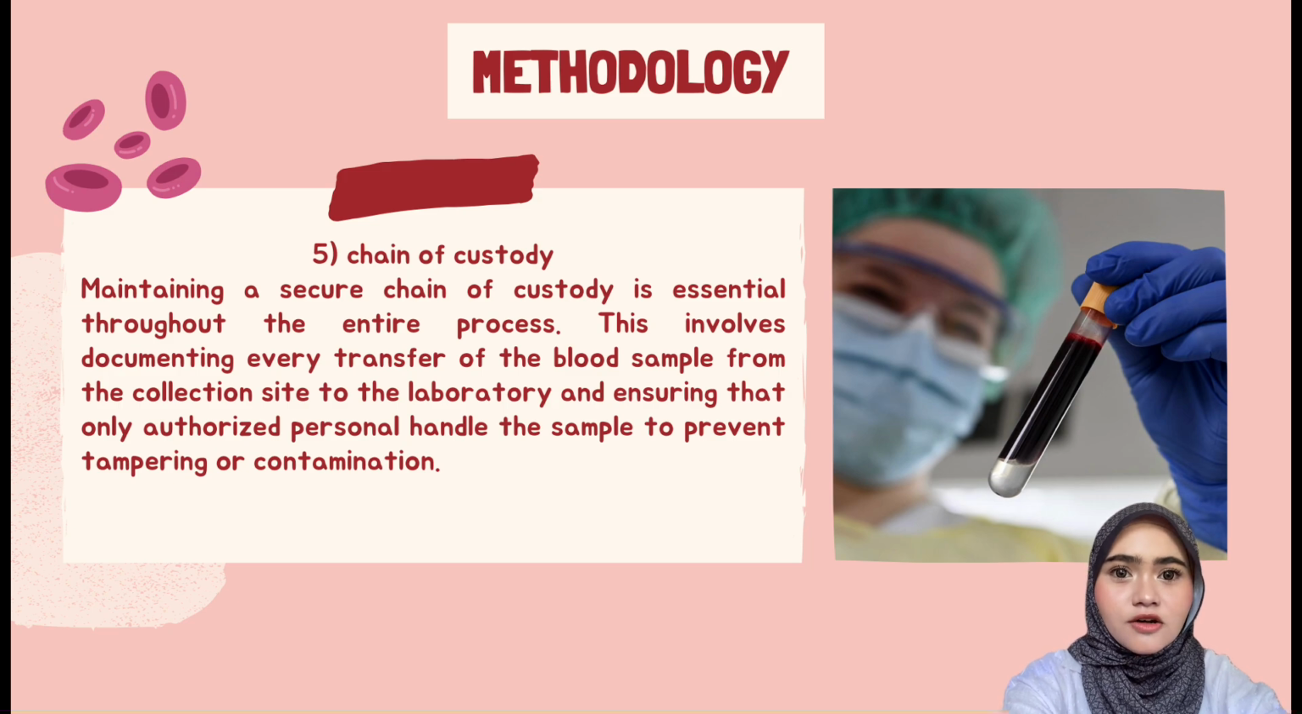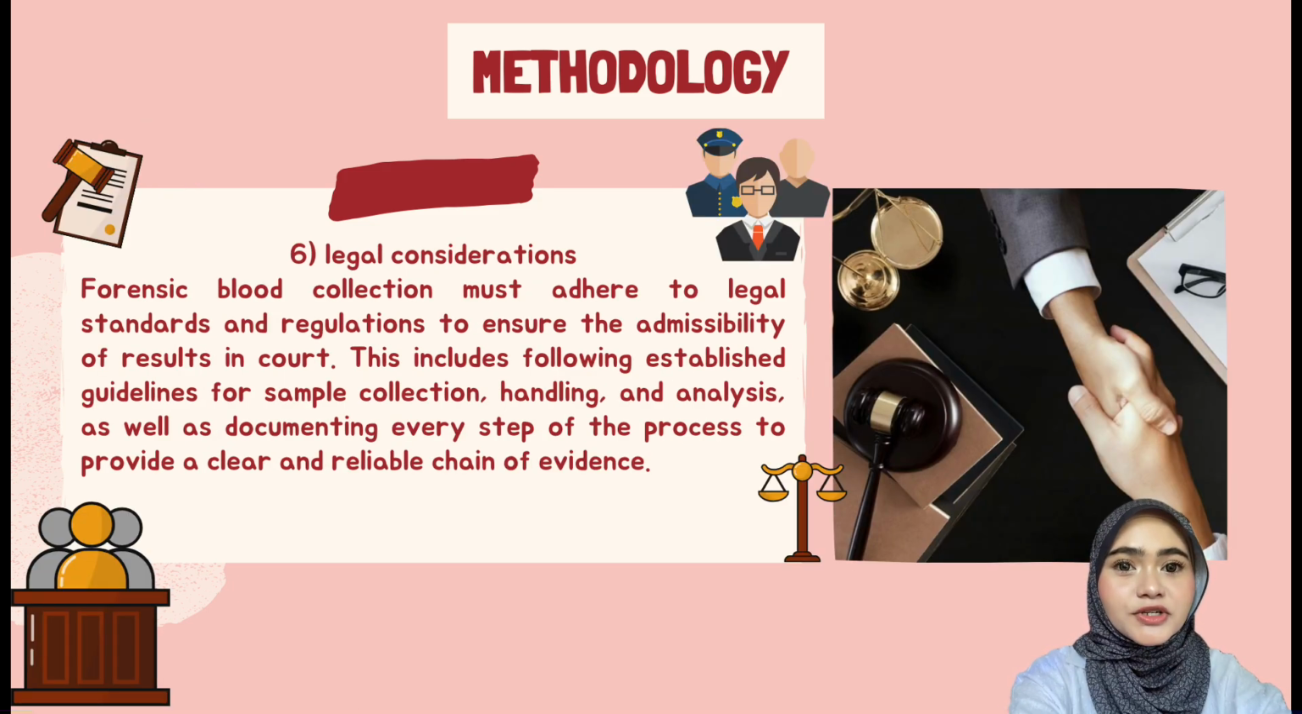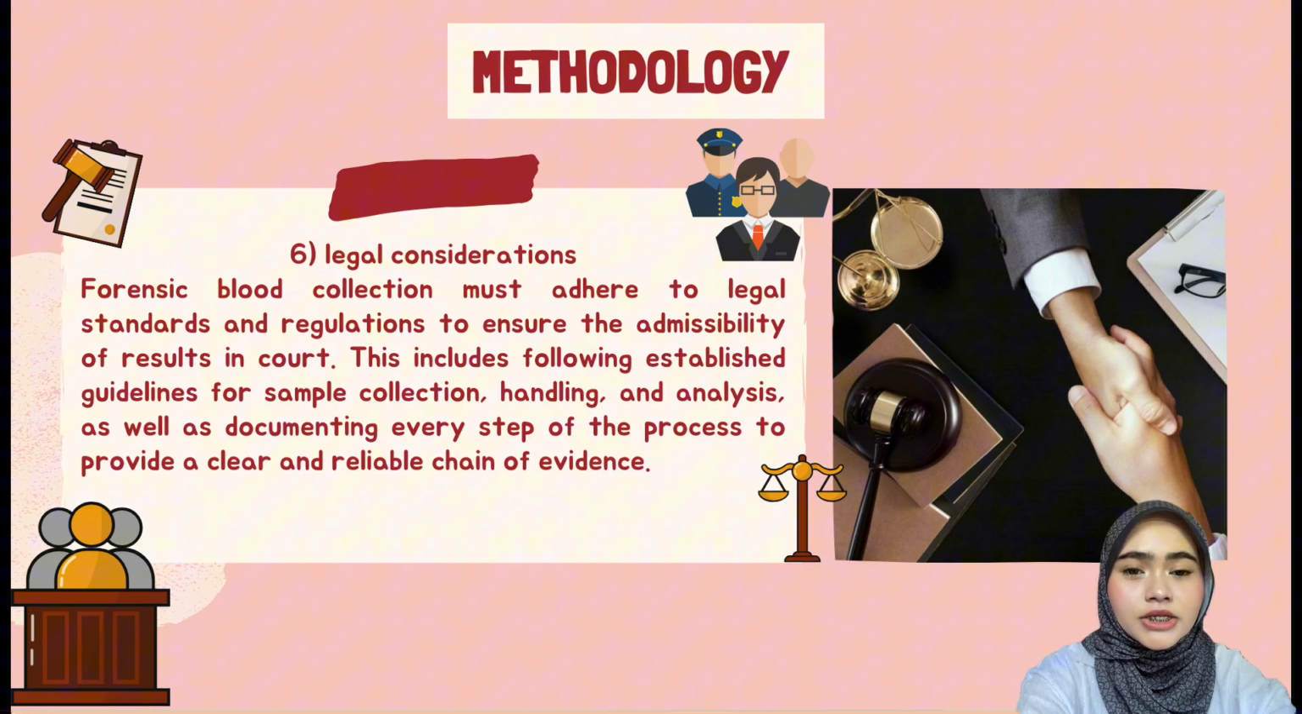Fifth, we have the chain of custody. Maintaining a secure chain of custody is essential throughout the entire process. This involves documenting every transfer of the blood sample from the collection site to the laboratory and ensuring that only authorized personnel handle the sample to prevent tampering or contamination. Last but not least, we have legal consideration. Forensic blood collection must adhere to legal standards and regulations to ensure the admissibility of results in court. This includes following established guidelines for sample collection, handling, and analysis, as well as documenting every step of the process to provide a clear and reliable chain of evidence.